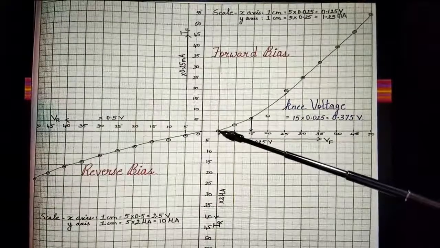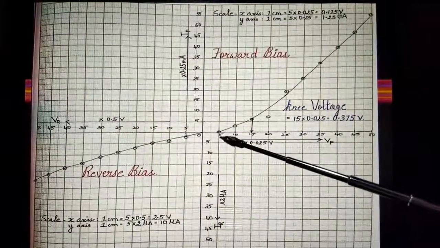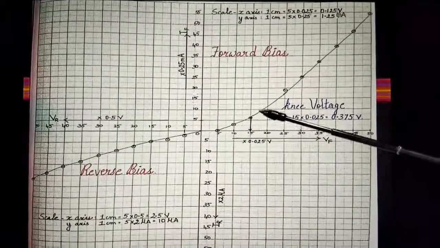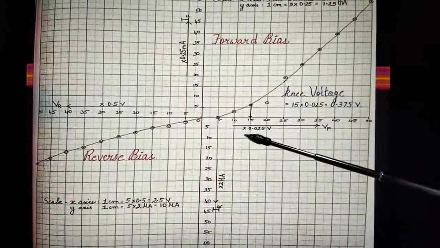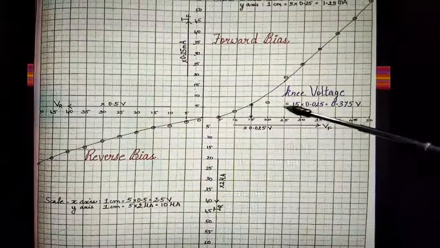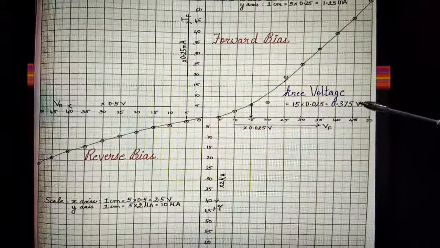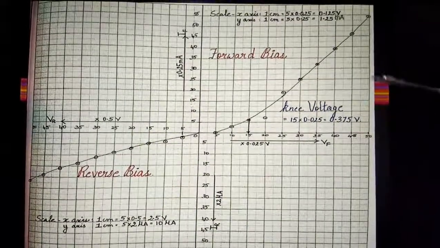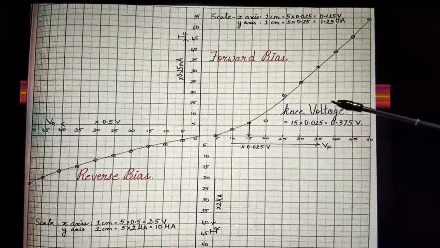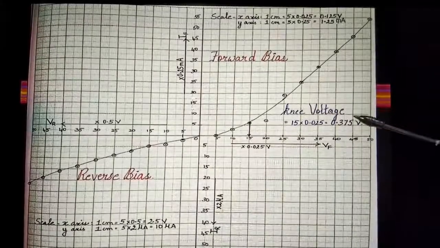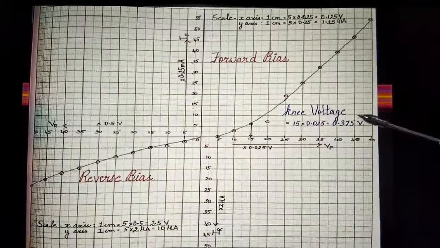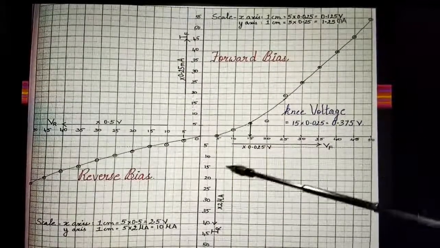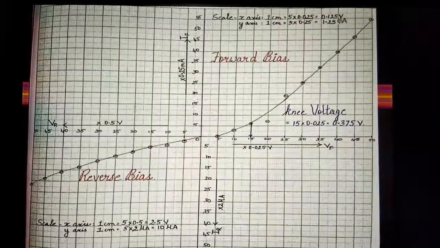Notice the diode starts conducting here. It is not conducting initially, it starts at 5 and it obtains a steady state at around 15 into 0.025 volts, that is around 0.375 volts. This is the knee voltage. This is due to the depletion region of the diode, where you need some value of voltage for the diode to start conducting.